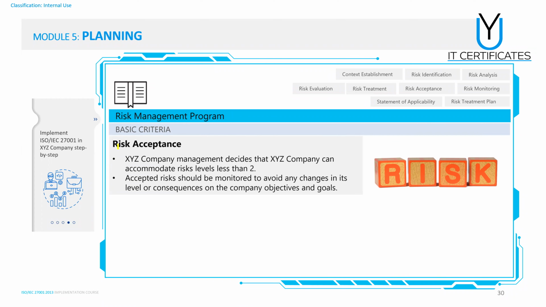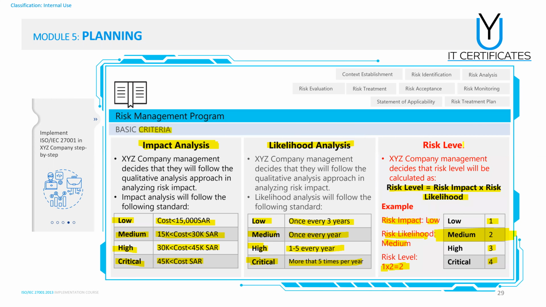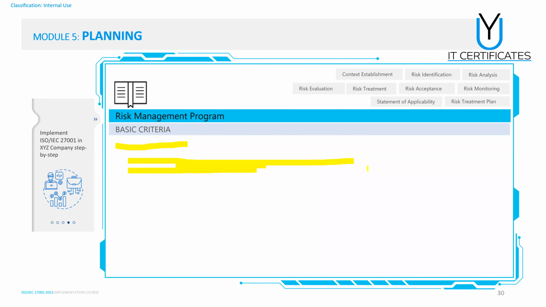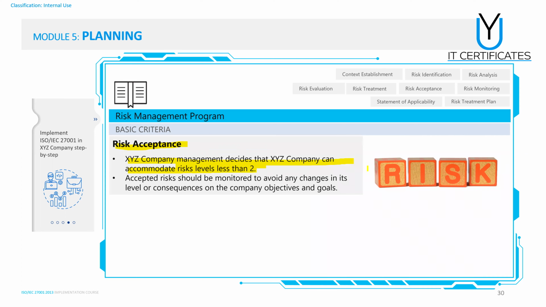In the risk acceptance, this is very important. XYZ company decides that they will accommodate risk levels less than 2. Any risk level less than 2 will be accepted, and no further action will be taken. It will be dropped. We will only monitor it to make sure that everything is running fine. Okay, this is the risk acceptance criteria.